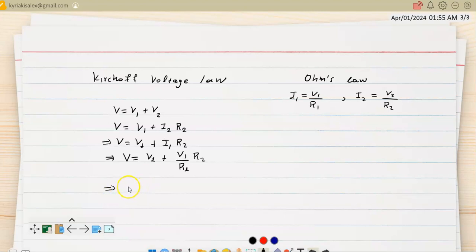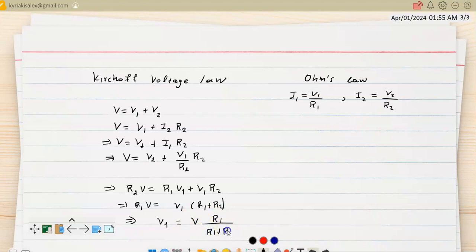I multiply times R1 both sides. From here I solve for V1. So V1 is V times R1 divided by the sum R1 plus R2.